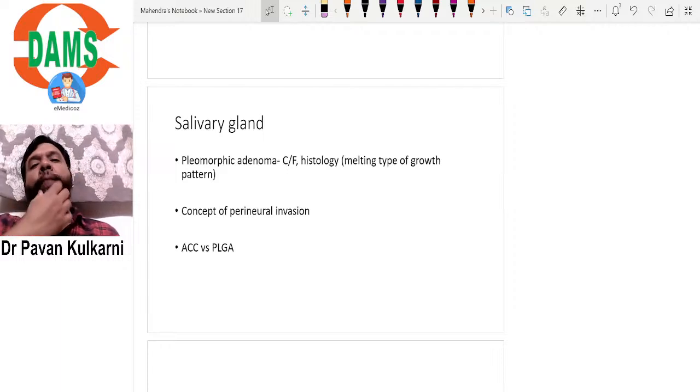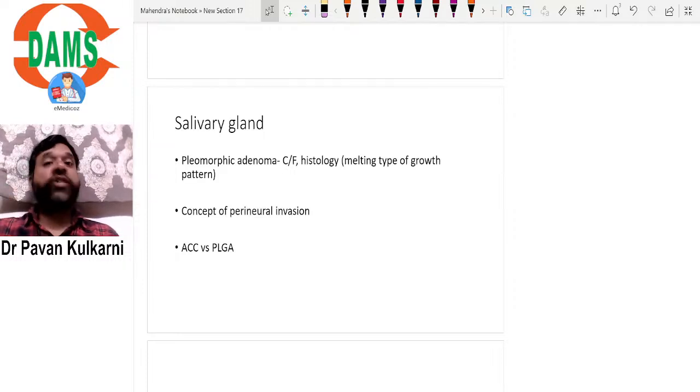We are supposed to know about perineural invasion. What are the tumors which will show perineural invasion in salivary gland? Adenoid cystic carcinoma, that is ACC, and PLGA, both of these two will show perineural invasion. Both of these two will show the same histological types: cribriform, trabecular, solid.